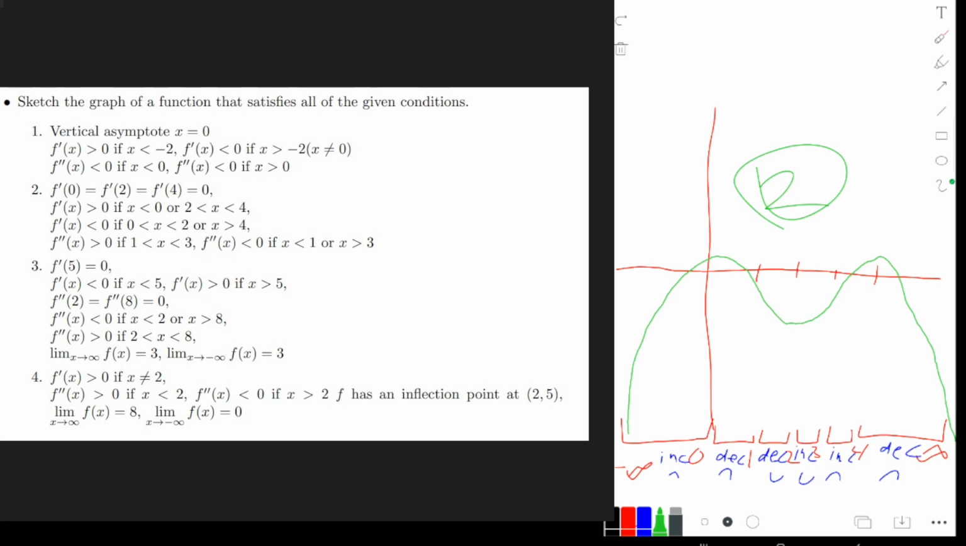Let's work on the next one, number 3. So this one tells us some information about asymptotes.